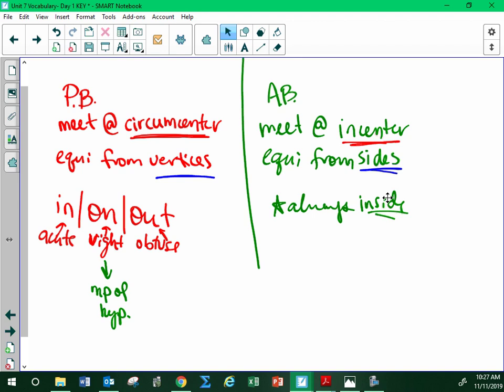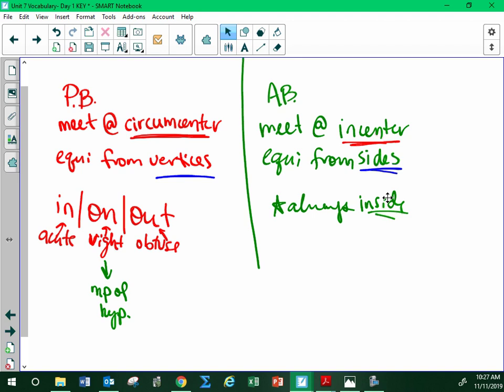Alright, so with the circumcenter, if it's inside, that's acute triangles. All acute triangles are inside. For obtuse triangles, it's always outside. The right triangle, it's always going to be on it, and we said specifically it's the midpoint of our hypotenuse. That's our super short shortcut we were talking about. So this is what we learned last class. Again, you need to know which pieces go together.